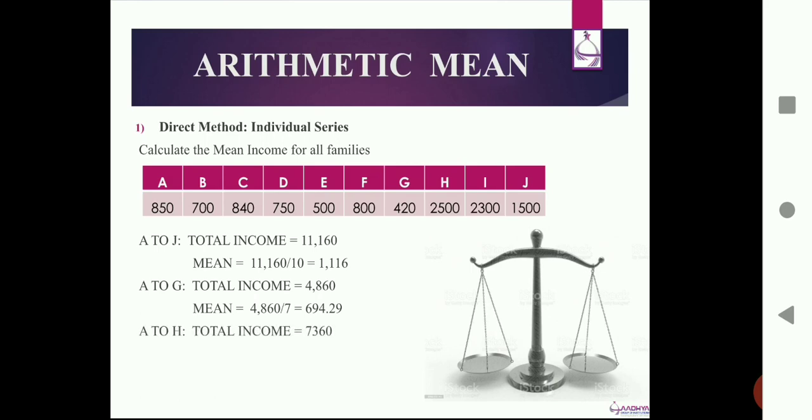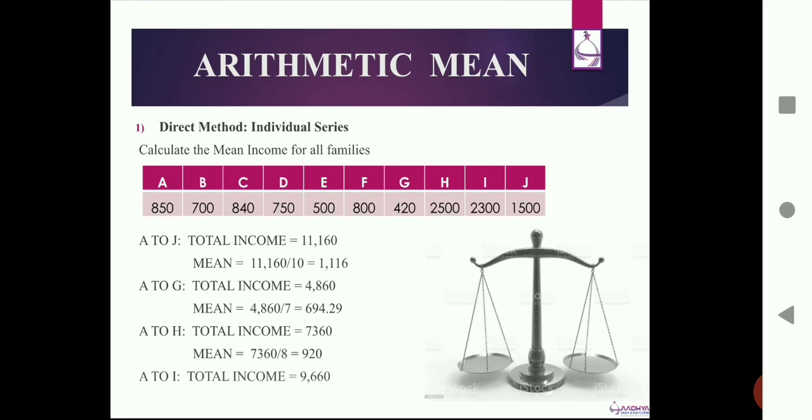Let's include the H family, which has income of 2,500 rupees. This increases the total income to 7,360, which gives us an average of 920 rupees. That means by including the rich family, we have increased our average income by almost 220 rupees. So 50% of the rise in average income comes from just one family. That family has such a high income that it can change the average income of the population.